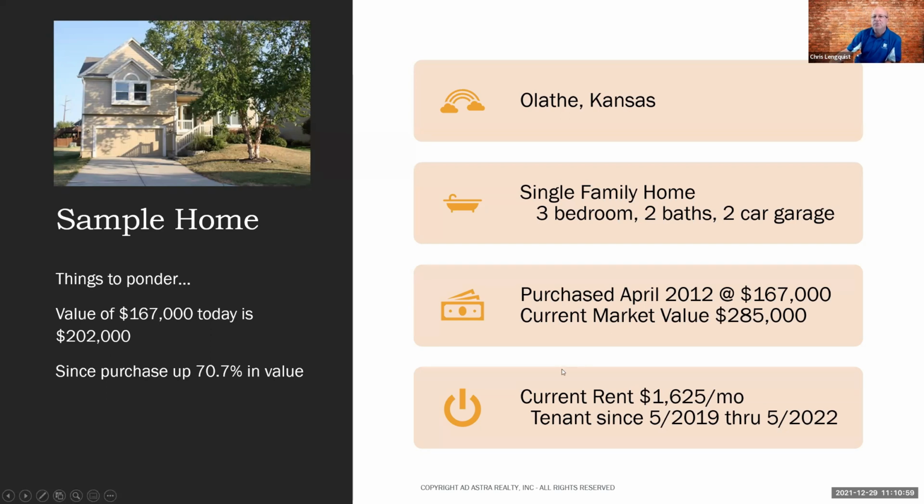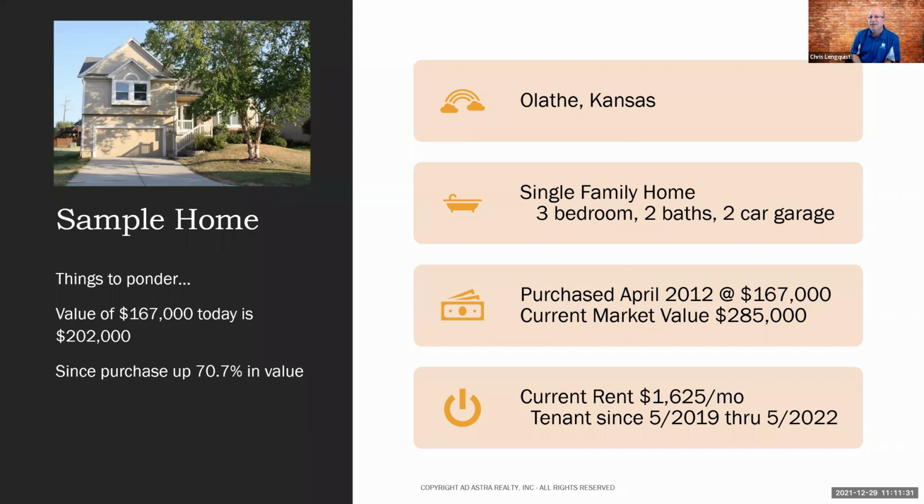And so this is a single family home. It's a 3-bedroom, 2-bath, 2-car garage home. And this person purchased this in 2012 for $167,000. Today, the market value of that home is approximately $285,000. Write that number down, $285,000. This person is not interested in selling this home, but we're going to pretend that they are, and we're going to look at it from a buyer's perspective today.